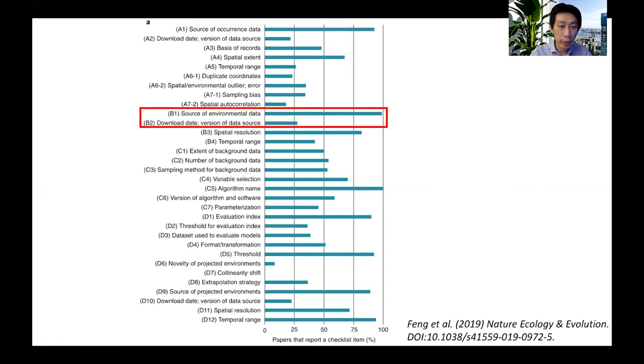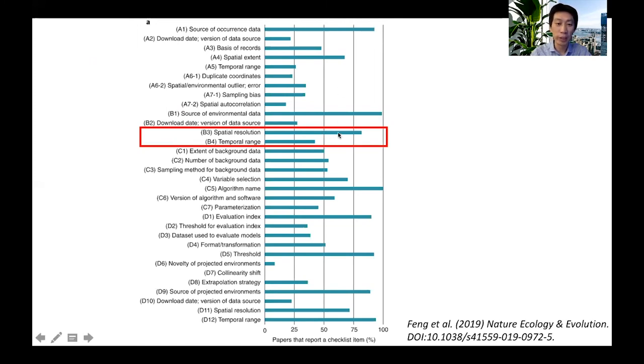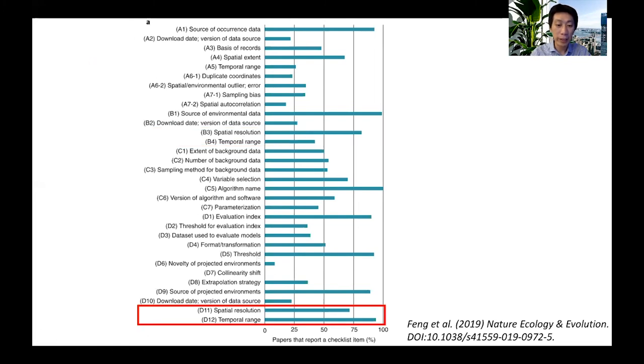Another thing to mention is that the source of the environmental data is almost always reported, but the download date or the version of the data source, for example the version of WorldClim, is less reported, only approximately 25%. Also, the spatial resolution is more frequently reported than the temporal range. So this is about the training data. An interesting comparison is that when people are projecting the models, the temporal range is more commonly reported than the spatial aspect.